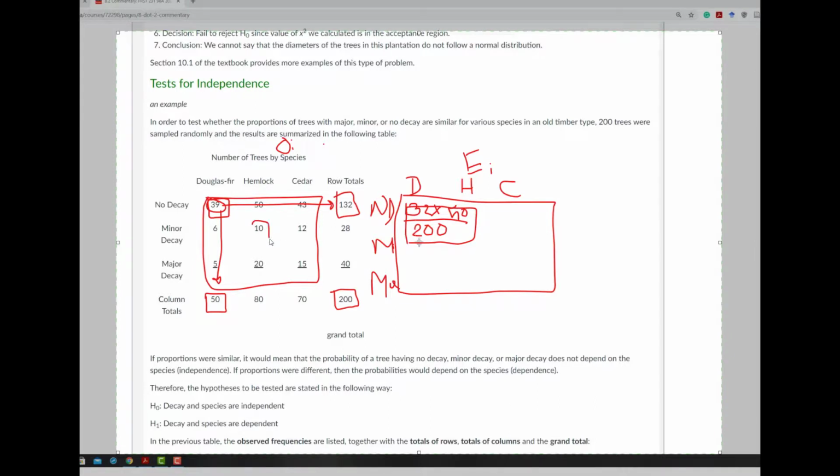Similarly, for 10, we use 28, the row total, and the column total is 80, so 28 multiplied by 80 divided by 200. Then you will see the expected value for 10 would be in here, and you can easily find that. For each of those cells, you need to find the expected value. The row total and column total, we basically call them marginal values. We have to use the marginal values so that we can find the expected values.